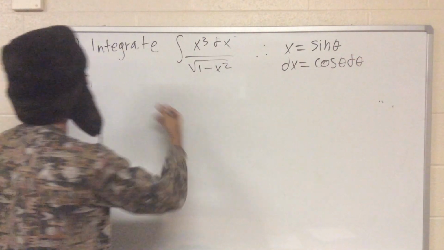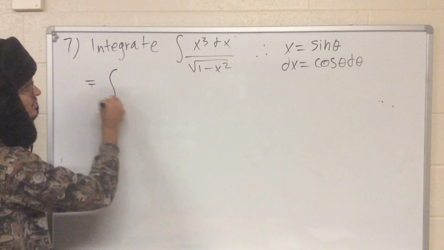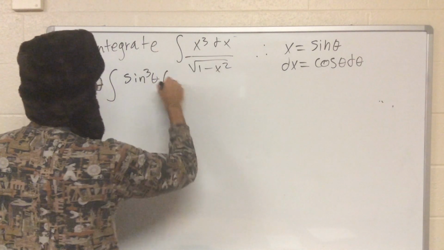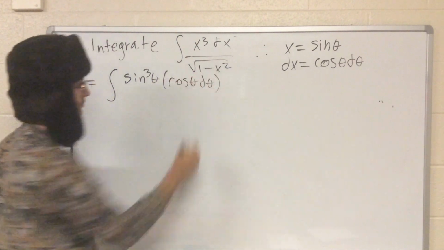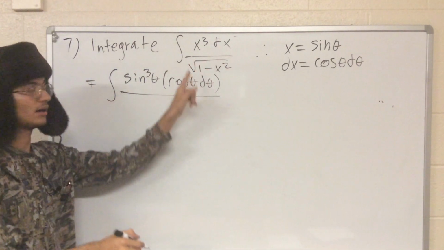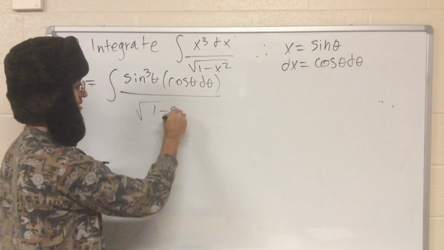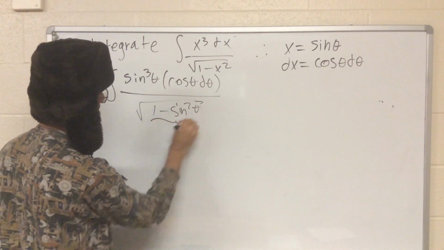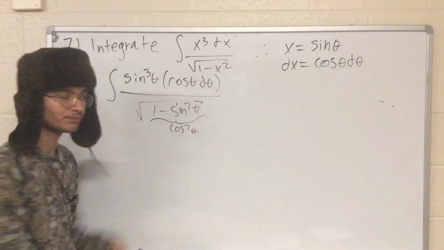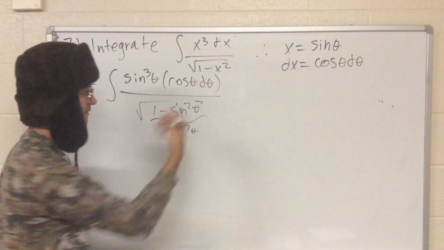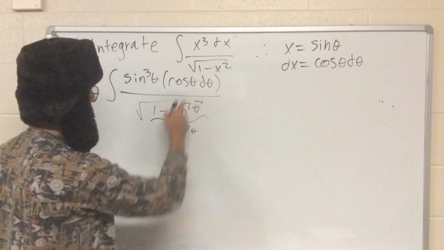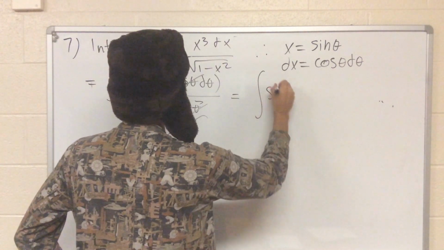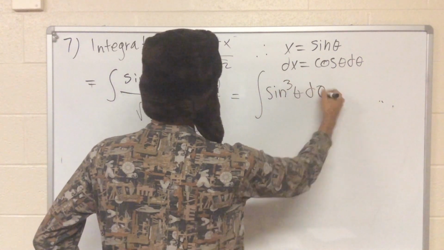So we can make our substitutions, and this is equivalent to the integral of x cubed, which will be sine cubed theta, dx which will be cosine of theta d theta, all of that divided by the square root of 1 minus sine squared theta. All right, and then look at that. This over here will be equal to cosine squared theta. So cosine squared theta to the power of 1/2 is cosine theta, and cosine theta and cosine theta cancels out. So we have the integral of sine cubed theta d theta.